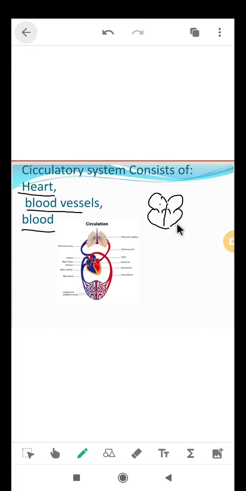And the blood vessels, three types of blood vessels are there. This is the artery and this is the vein, and in between artery and vein, this is the capillary. So, three types of blood vessels are present. And the blood.